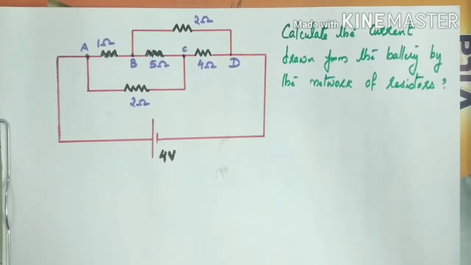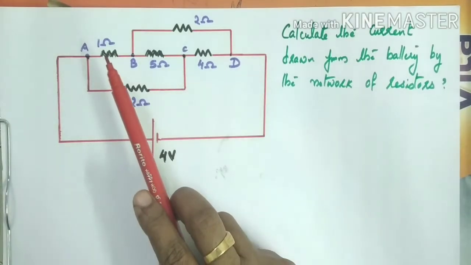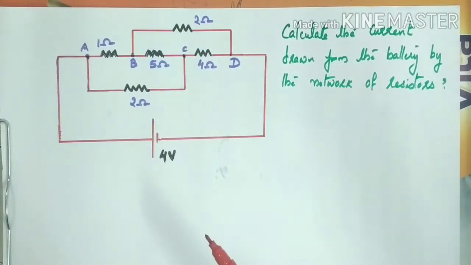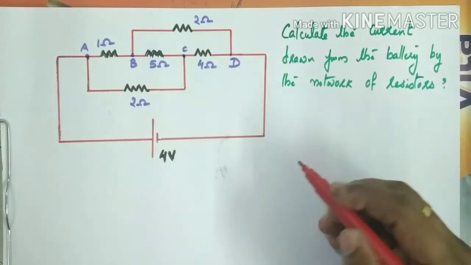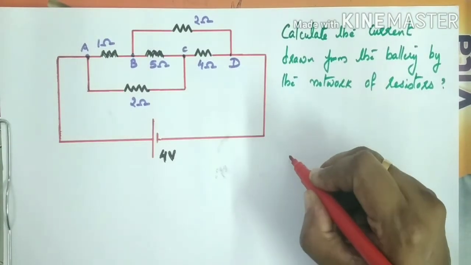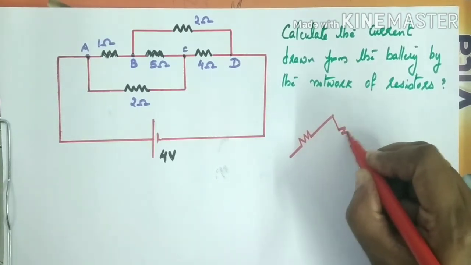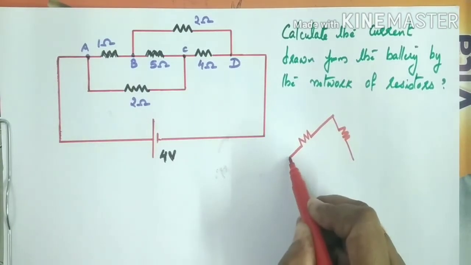Question relating to Wheatstone bridge. In the given circuit, calculate the current drawn from the battery by the network of resistors. Here 5 resistors are given: 1 ohm, 5 ohm, 4 ohm, 2 ohm and 2 ohm. They are arranged in a manner, so we can redraw the network of resistors like this. Can we arrange them in the form of a Wheatstone bridge? That is the question.